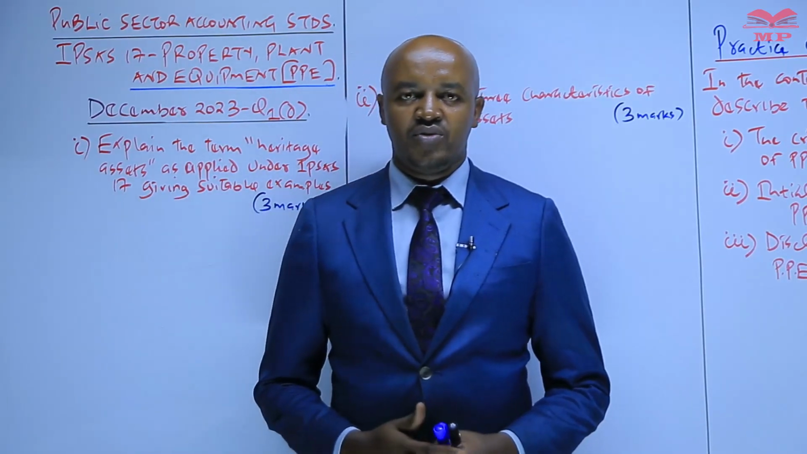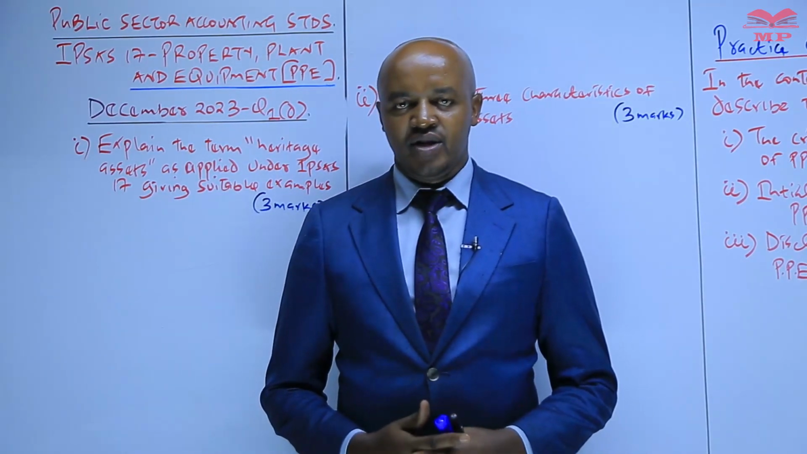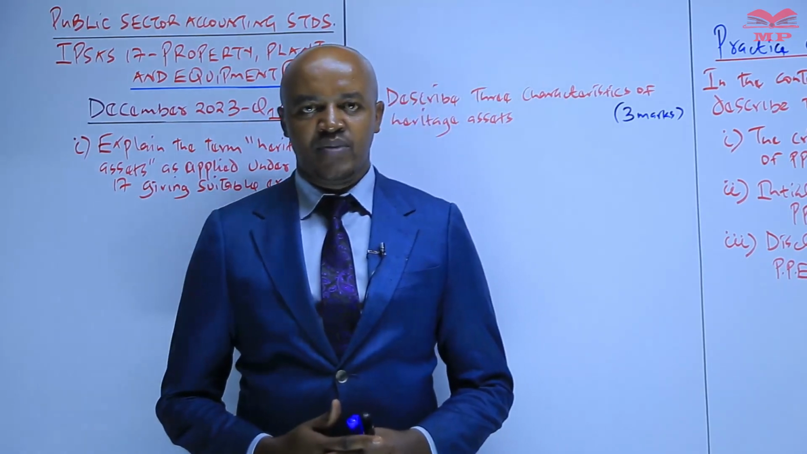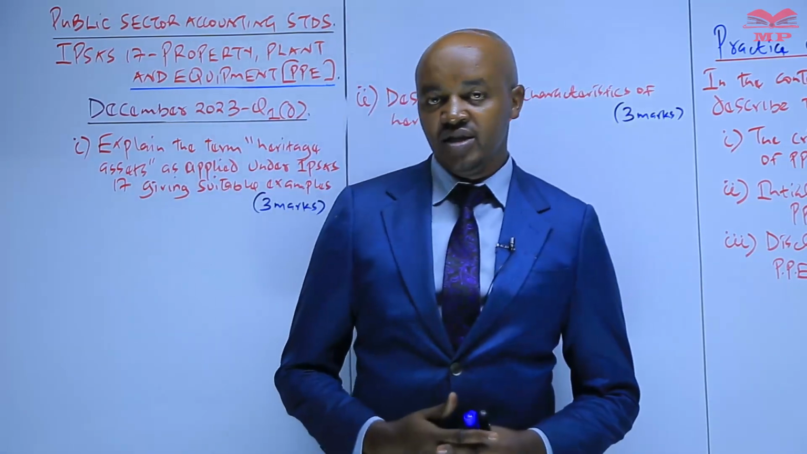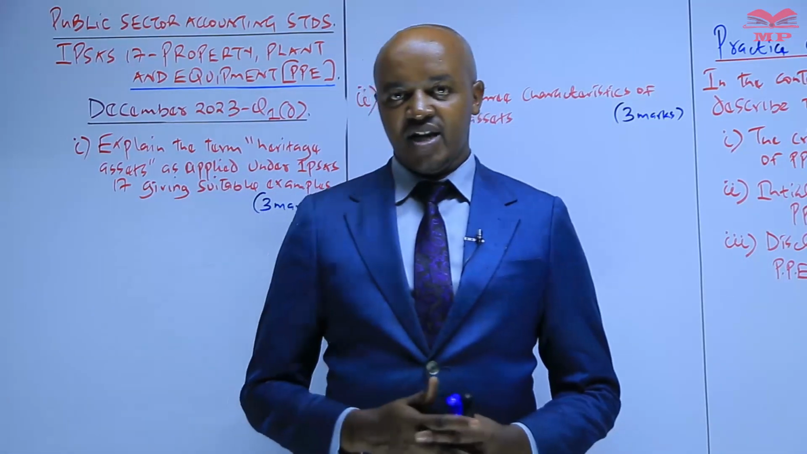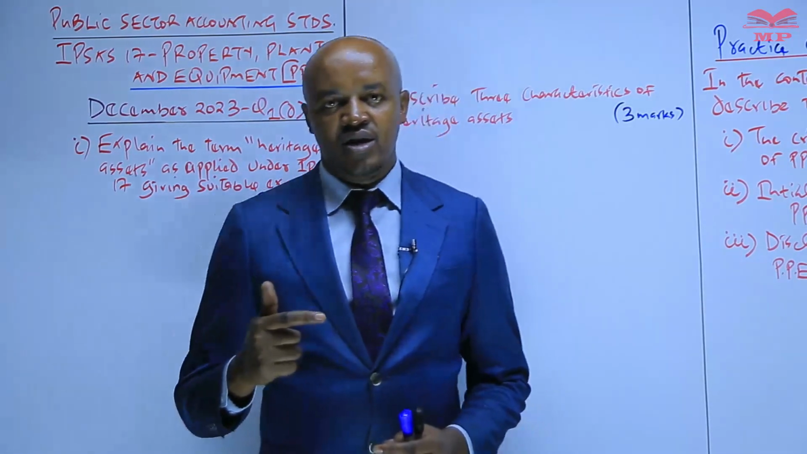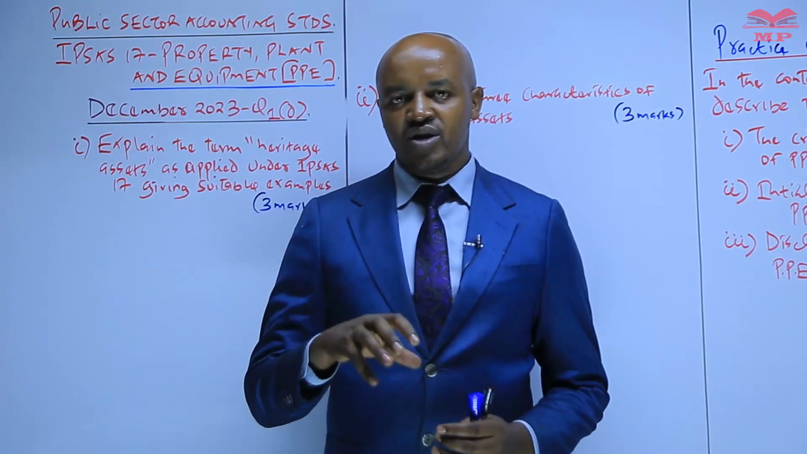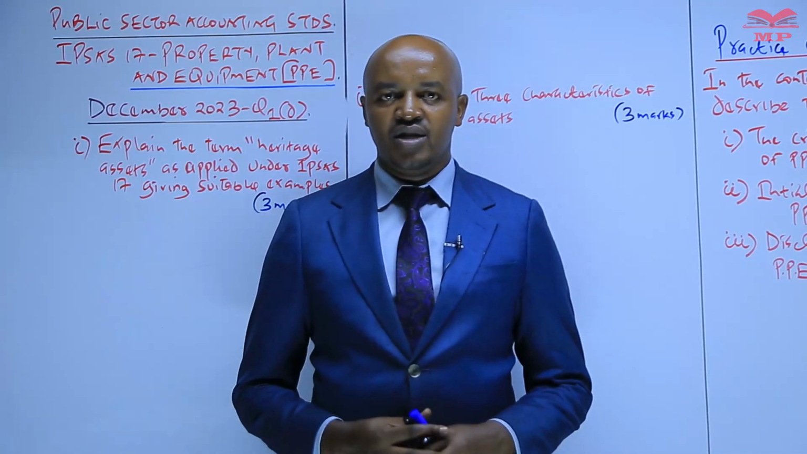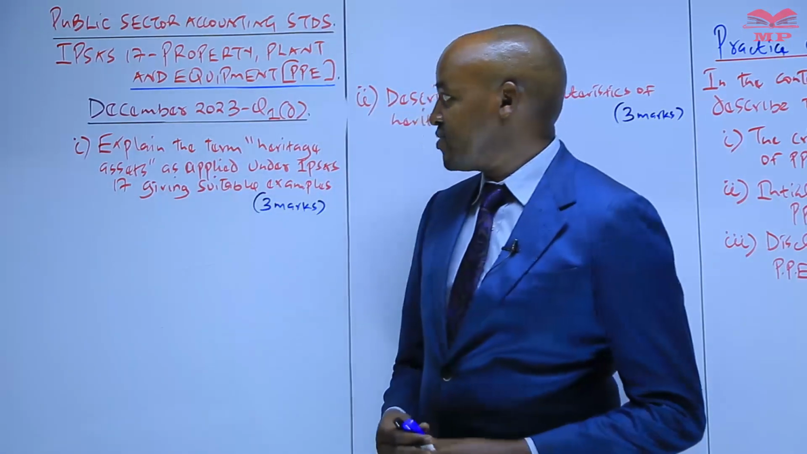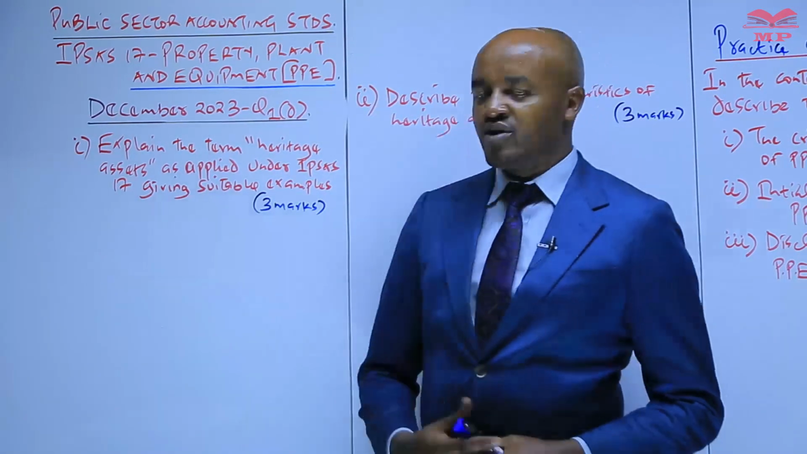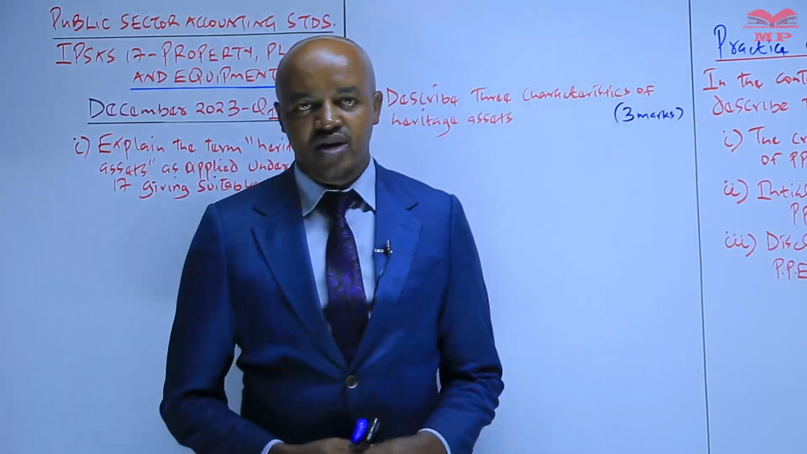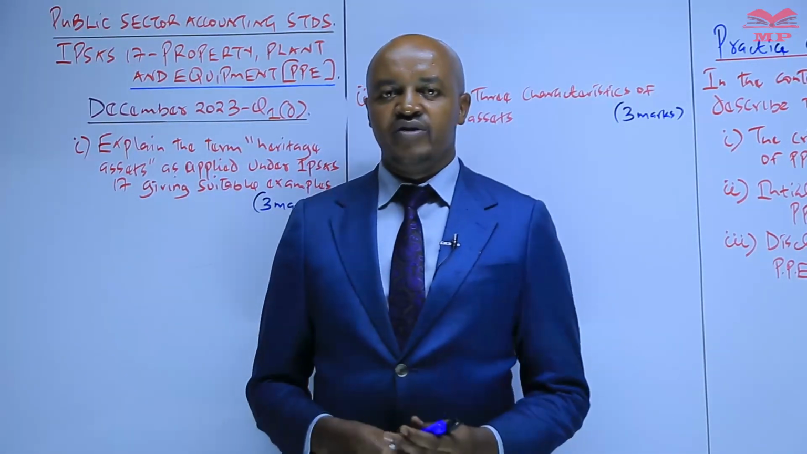So in this session, we continue with IPSAS 17, that is International Public Sector Accounting Standard number 17, which prescribes the accounting treatment of property, plant and equipment. Specifically, I want us to look at a question which was tested in the sitting of December 2023, that is question 1D. And then from there, we'll also give some questions which you can use for your revision purpose.